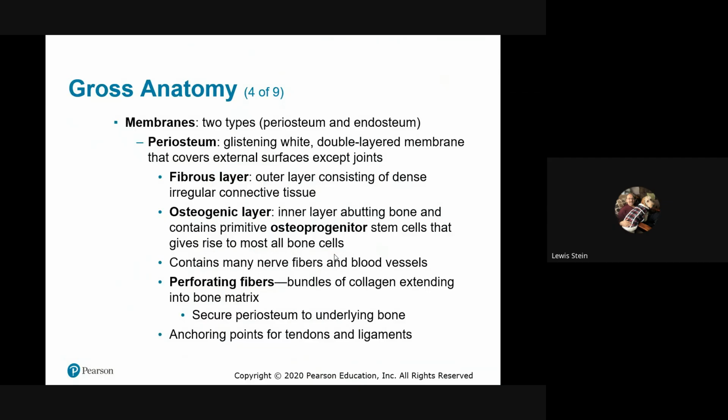That's the part that hurts. Bones don't really have anything in the way of pain fibers on the inside. It's often that periosteum. We cut into it, we preserve it, we sew it back together. These perforating fibers, bundles of collagen, we know how strong that is, go into the bone itself and secure the periosteum and anchor tendons and ligaments.